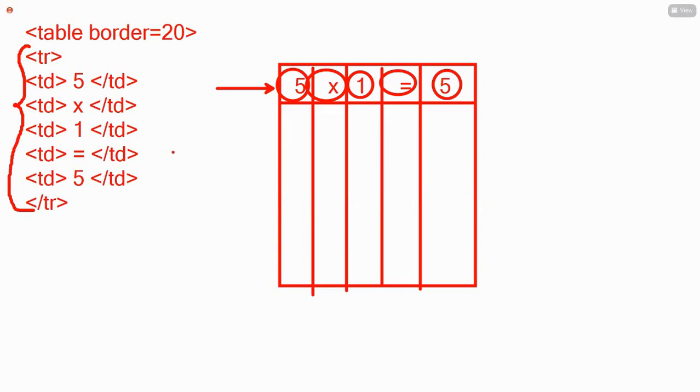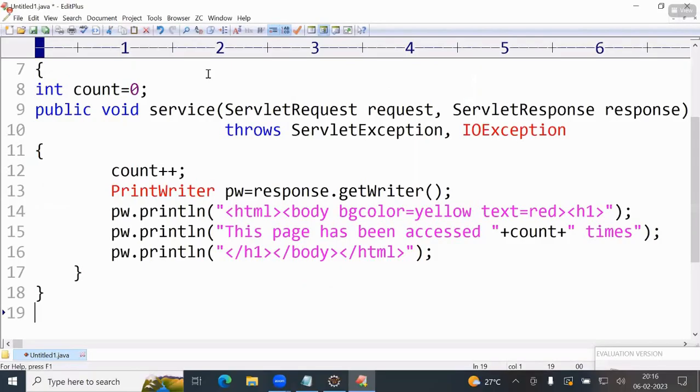HTML is a presentation language. You can present data in different formats. That is HTML. But you are writing Java also. In Java, loops are there, so this HTML code you can write in a for loop. How to write, you observe.